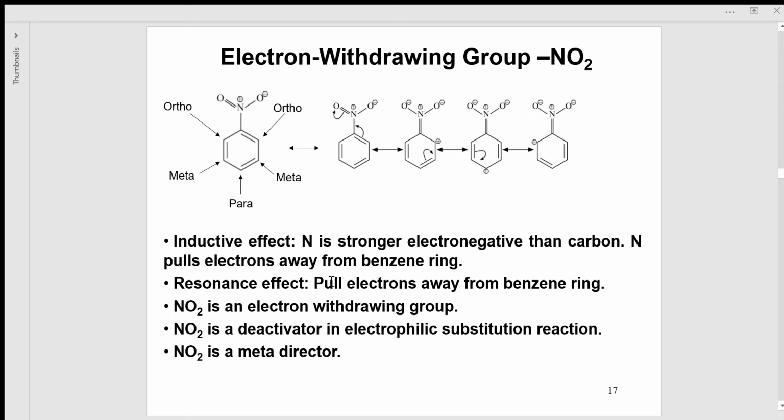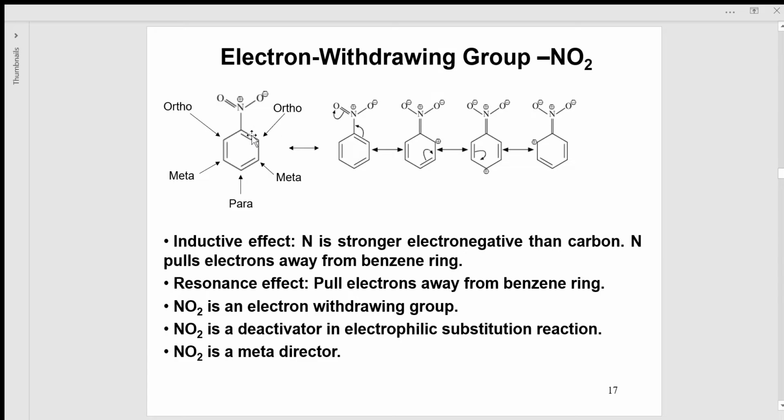So the resonance effect pulls the electron away. The resonance effect makes the benzene ring have less electron density. So the nitro group is an electron withdrawing group. Again, the inductive effect means it pulls electrons away, and the resonance effect also pulls the electrons away. So we can see the nitro group is a totally electron withdrawing group.